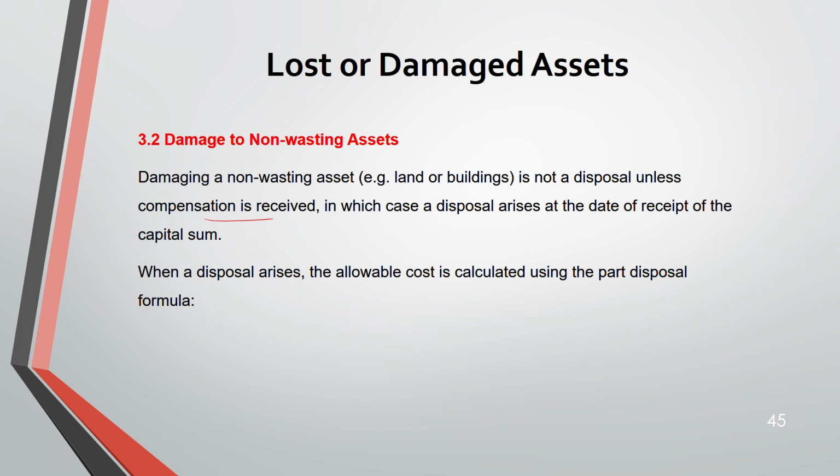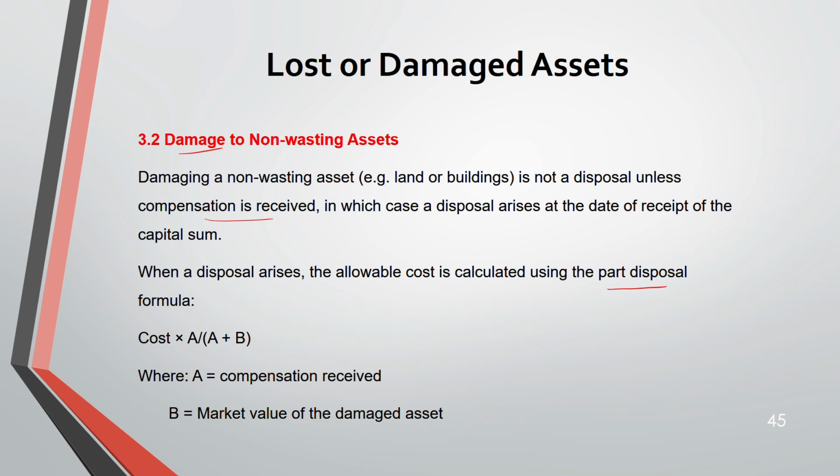Now when a disposal arises, the allowable cost is calculated using the part disposal formula. Here, remember part disposal comes with damage, not loss or destruction. If you remember this, it's easier for you. So cost times A divided by A plus B. A is the compensation received, B is the market value of the damaged asset. Remember, in terms of damage to the asset, your A changes, B also changes. When it's a part disposal of land and building, then it's different, with A and B accordingly.